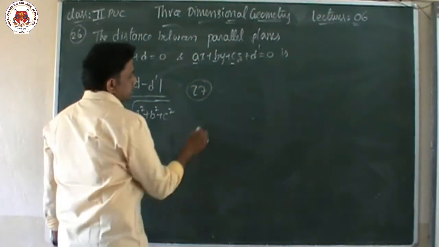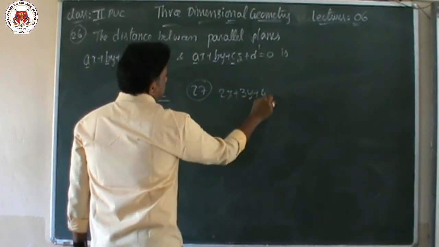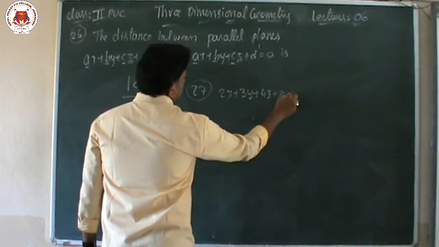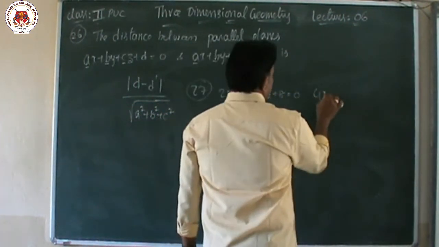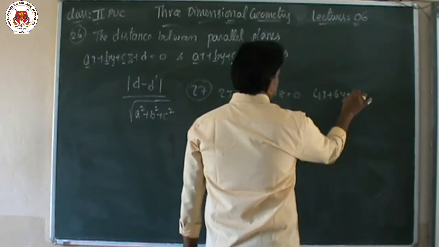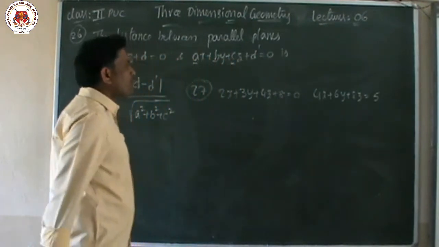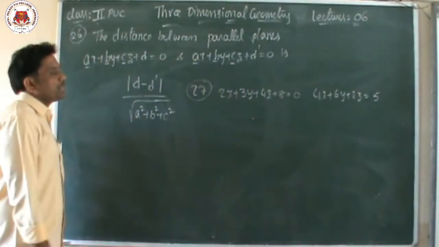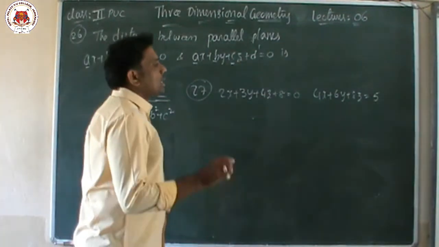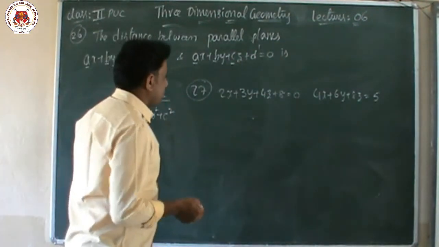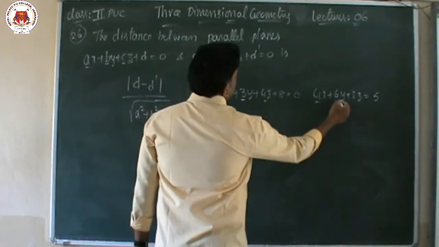Suppose question 27 is there. He gave one plane, 2x + 3y + 4z + 8 = 0, and one more plane, 4x + 6y + 8z = 5. Two planes are given. He is asking to find the distance between these two parallel planes. First of all, we have to check whether the x, y, z coefficients are the same or not. Here the coefficients are 2, 3, 4, but here 4, 6, 8.